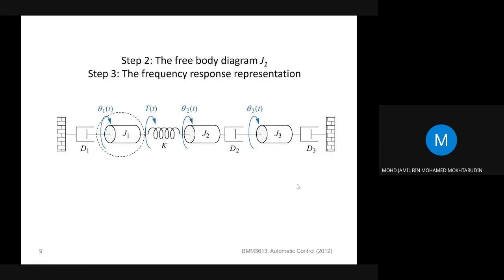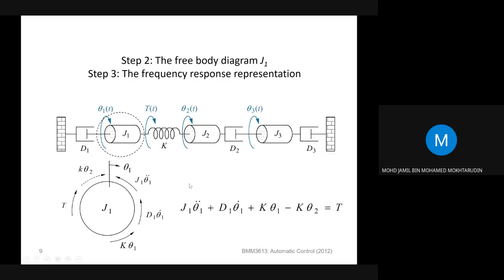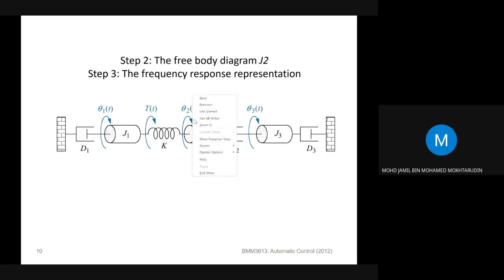Okay, so we start with J1 first. So J1 has damper D1 and spring K. So first, the inertia, J1 theta 1 double dot, anti-clockwise, because here you assume theta 1 is clockwise. So damper D1 theta 1 dot is anti-clockwise, and spring K theta 1 clockwise, okay? And then torque is in the same direction as theta 1. And then the spring is also connected with J2. So you have a torque by theta 2 from the spring, okay? So here you can write the equation of motion.